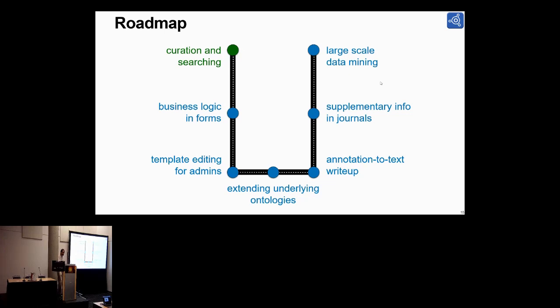And another thing that we'd like to come back to is we got a lot of feature requests very early on for starting with semantic annotations and converting that into text descriptions. And it turns out that's a lot easier than going the other way. People really don't like writing up text, which is pretty understandable.